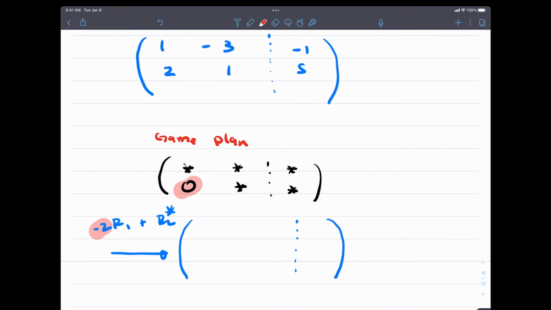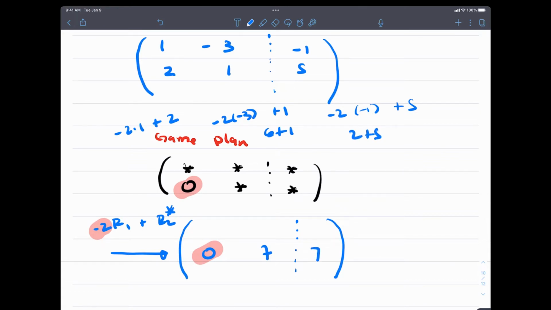So we actually did this one. Here's what I mean. -2 times 1 plus 2. This is what we're doing, right? What's -2 times 1 plus 2? It is 0, and that's the whole idea. Get a 0 in that corner. But I have to do the other computation. -2 times -3 plus 1, and -2 times -1 plus 5. What is that going to give us? We said 6 plus 1 is 7. We said 2 plus 5 is 7. Good. What do we do with the entries here? Leave them alone. Outstanding, ladies and gentlemen. There you guys go.